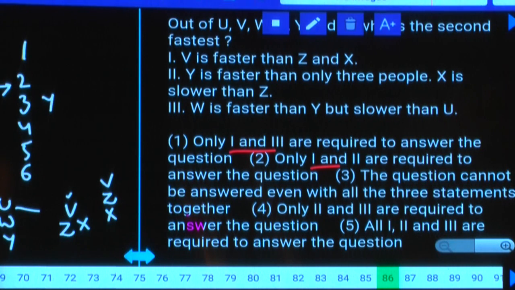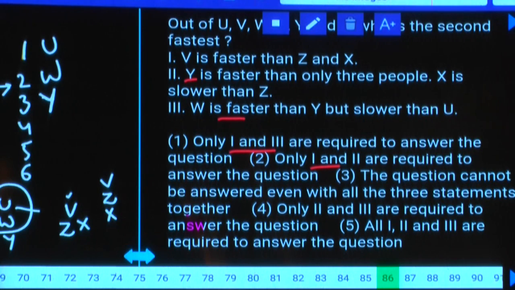And choice 4, only 2 and 3. And what is 3 here? W is faster than Y, but slower than U. Now if you check condition number 2, Y must be at the third place. And before this Y, there must be 2 people. And who are those 2 people? U and W, isn't it? Where are we getting that from? Third information. Hence, who is the second fastest here? W is the second fastest. Are we getting a unique answer or not? And by combining which 2 are we getting the answer? 2 and 3, that is choice 4.